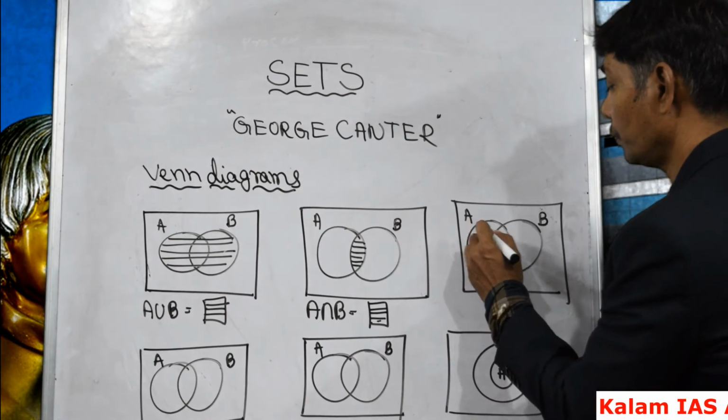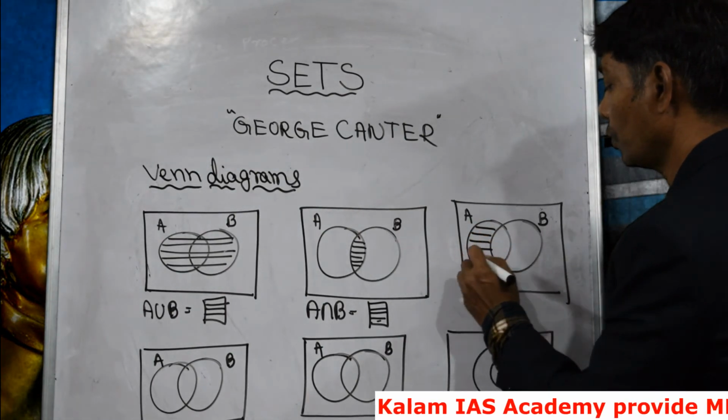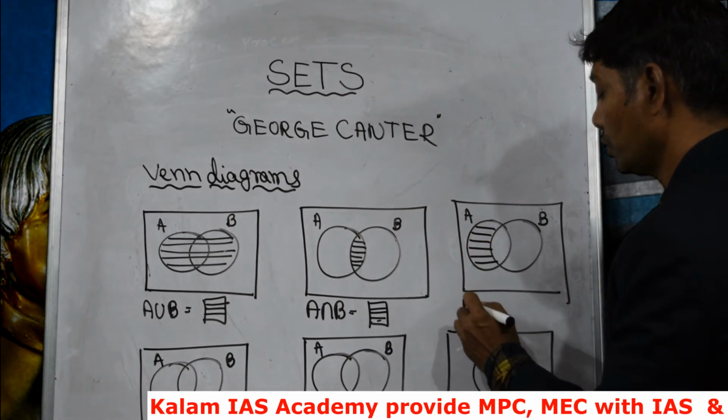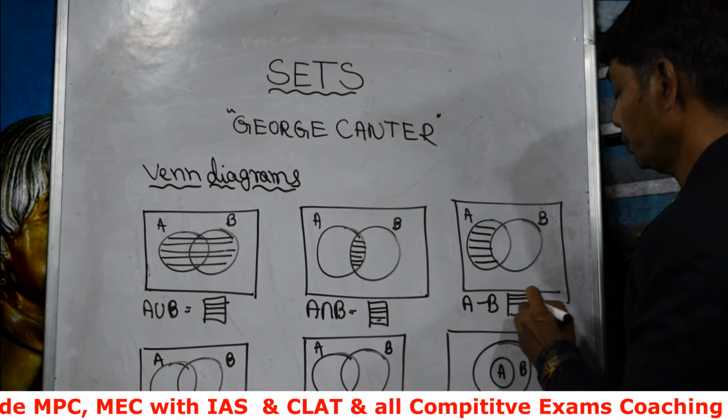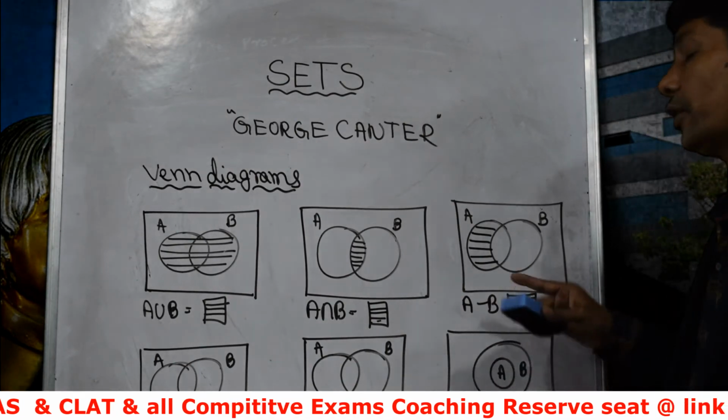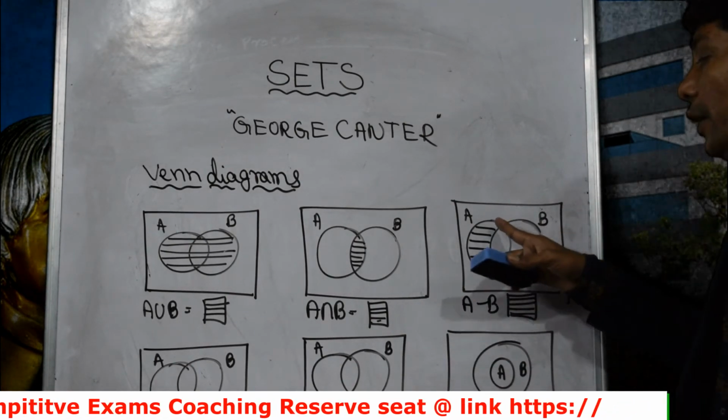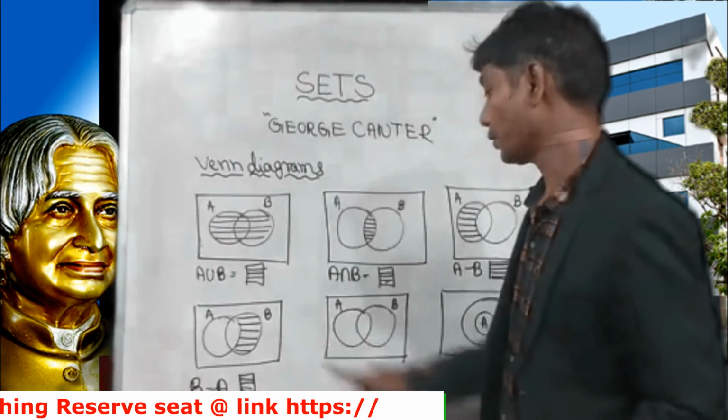Now, this is called A minus B. Common elements you have to take out, and the remaining part is A minus B. This is B minus A.